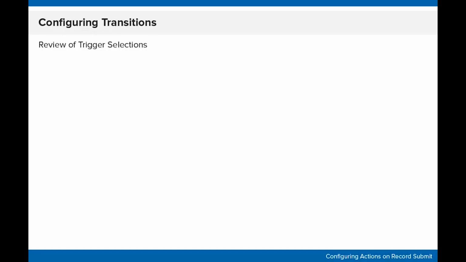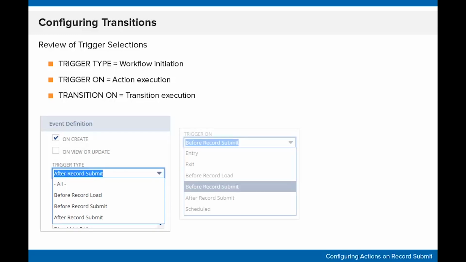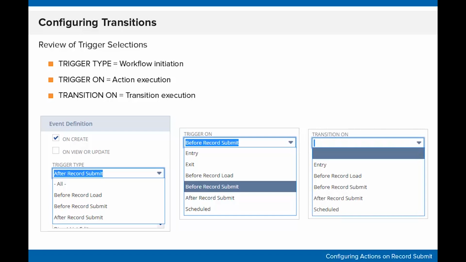In this module, you will be building a multi-state workflow that will require the configuration of transitions using the transition on trigger. Earlier in this course, we introduced you to the three trigger selections in SuiteFlow: trigger type, trigger on, and transition on. We have already discussed trigger type used for workflow initiation and trigger on for action execution. Now we will take a closer look at transition on for transition configuration.